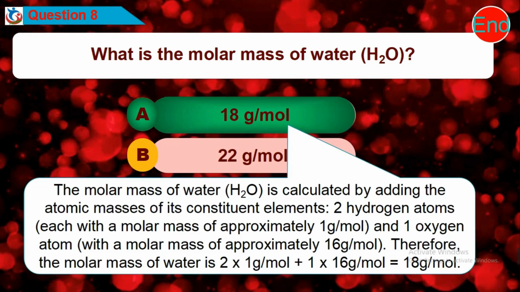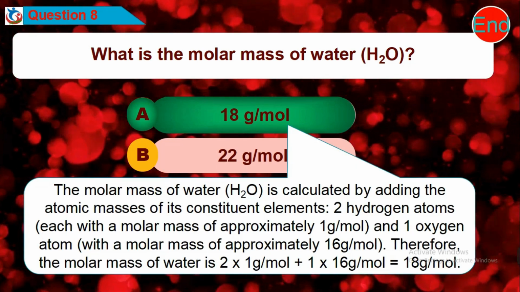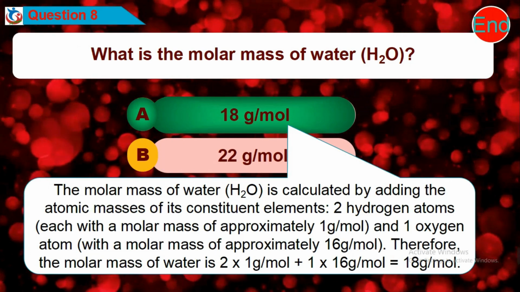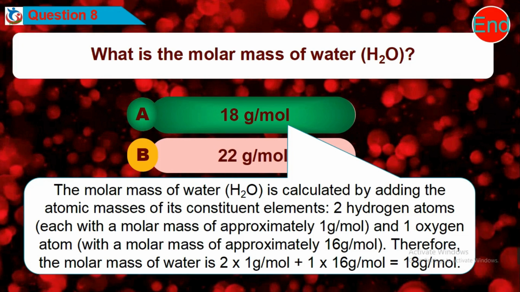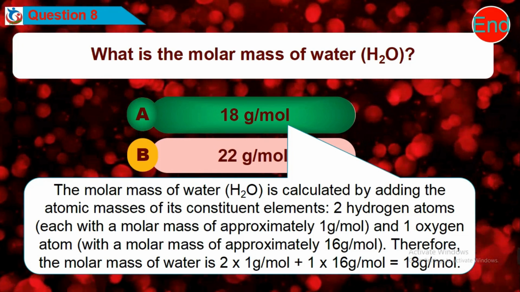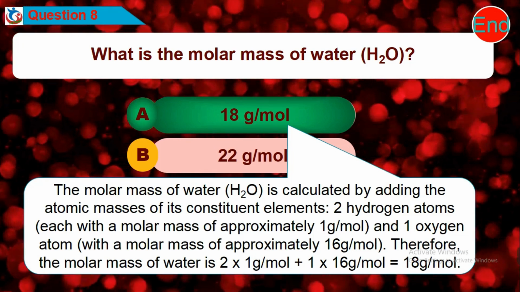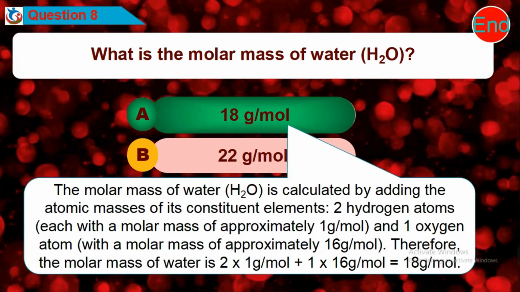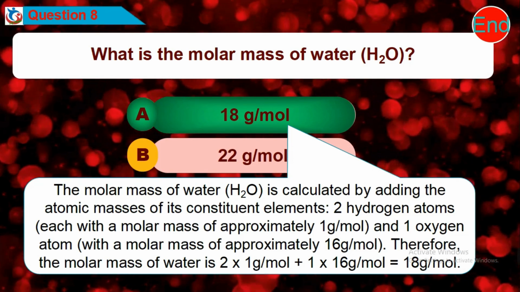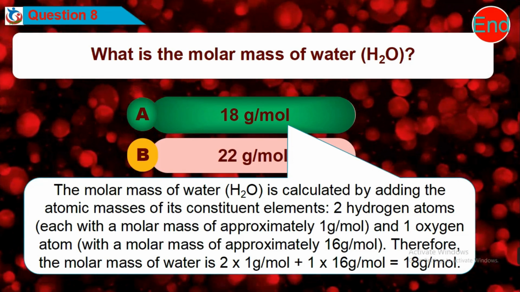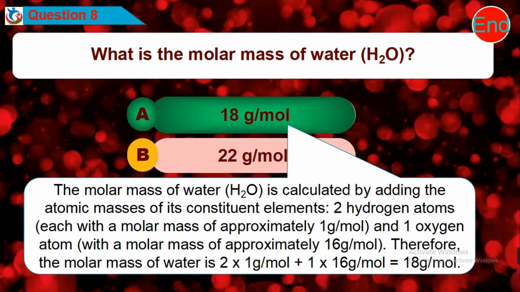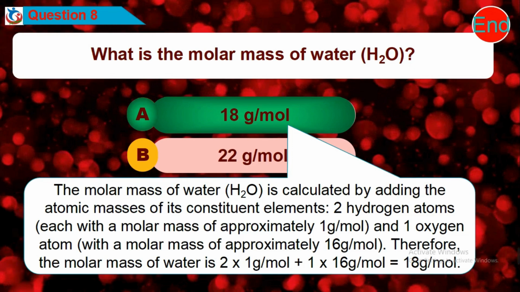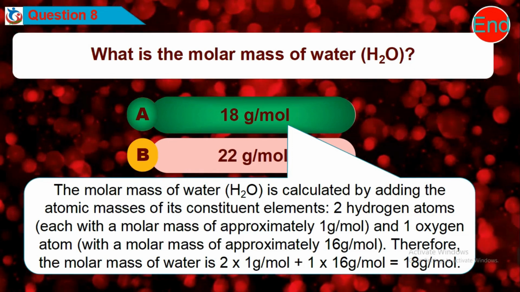The molar mass of water is calculated by adding the atomic masses of its constituent elements. 2 hydrogen atoms, each with a molar mass of approximately 1 gram per mole, and 1 oxygen atom with a molar mass of approximately 16 gram per mole. Therefore, the molar mass of water is 2 times 1 plus 1 times 16, which is equal to 18 gram per mole.